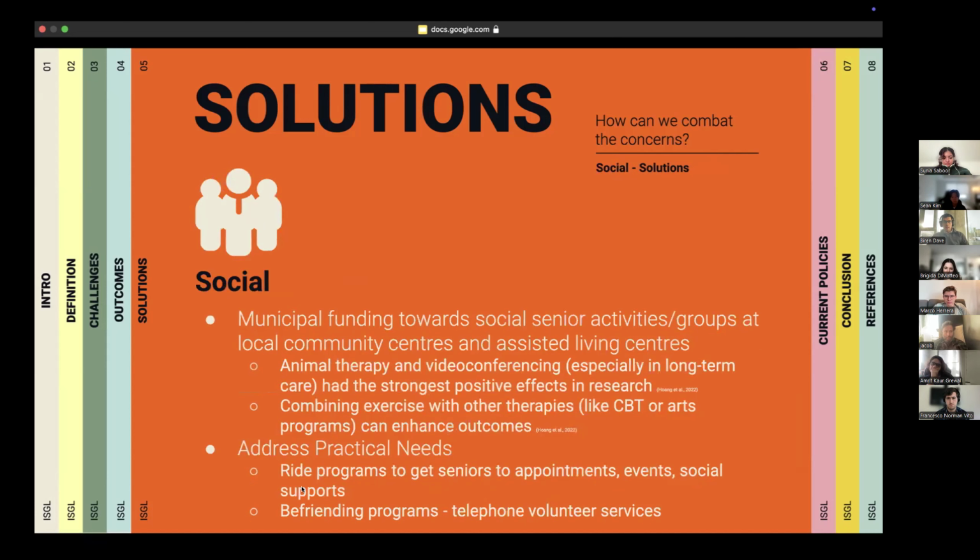Socially, in line with current efforts being made at the community level to improve the loneliness and social isolation situation that many elderly face, more efforts towards this could include continuing to fund these programs at local community centers as well as in assisted living centers, and including things like animal therapy and video conferencing, and also having exercise programs and other forms of therapy to help improve the problem of social isolation, as well as helping with transportation, as that tends to be a big barrier to access for the elderly with regards to getting these services.